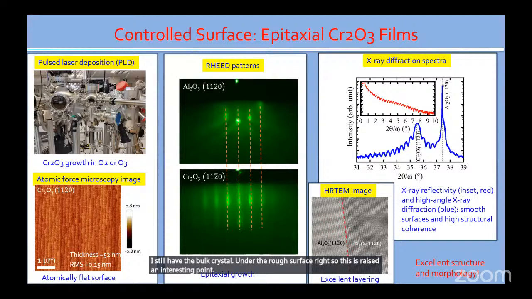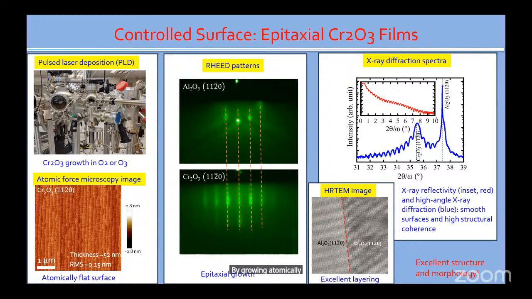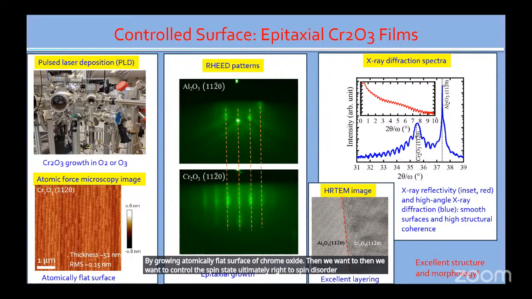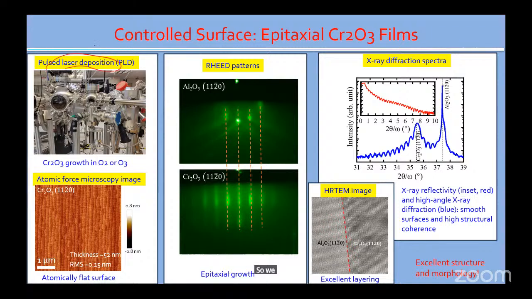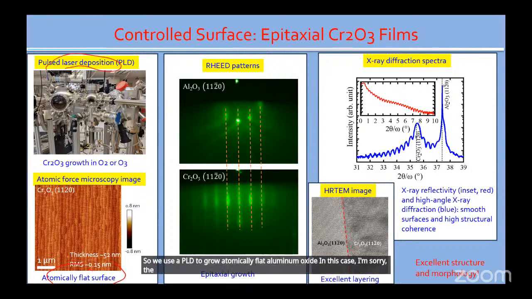So what do we do here? We want to use a well-controlled approach, at least to get rid of the surface roughness, by growing atomically flat surface of chromium oxide. Then we want to control the spin state ultimately, to spin disorder. But first, we want to grow a structurally sound and morphologically good surface. Then we create this surface and want to see the effect on the magnon transport. So we use PLD to grow atomically flat chromium oxide on aluminum oxide substrate.